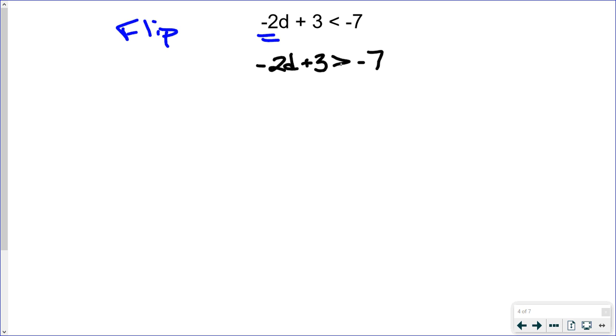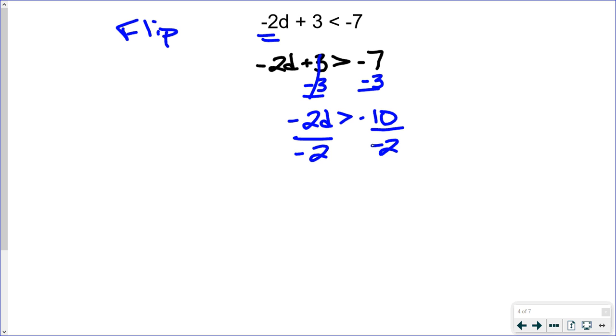So I went ahead and I flipped the inequality because the variable was being multiplied by a negative. Now I solve this just like I would solve a regular equation. So minus 3, minus 3. So now I have negative 2d is greater than negative 10. Divide by negative 2. D is greater than positive 5.